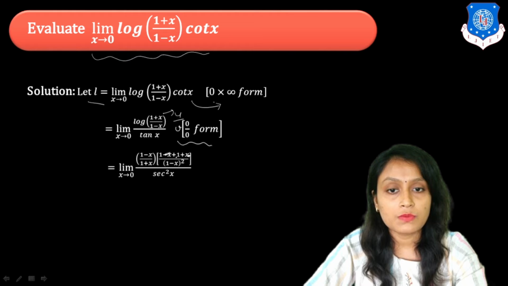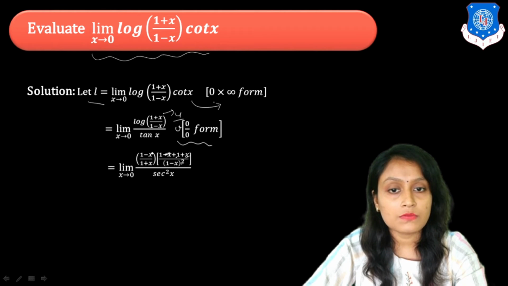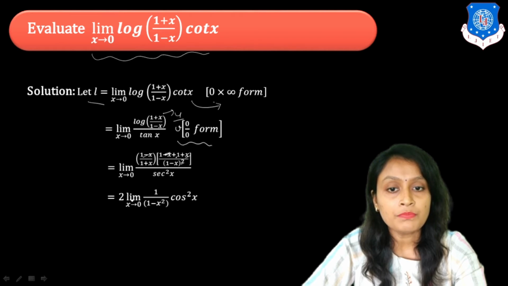Okay, so this term will get cancelled. Simplify this, so 1 minus x will also get cancelled, so you will get 2 we will take outside, limit x tends to 0, this 1 plus x into 1 minus x will give 1 minus x square. Bring this x square in the numerator, so you will get cos square x. Okay, now if you substitute x is equal to 0, you will get cos 0 as 1, this term is 0, so the final answer of the limit L is equal to 2.